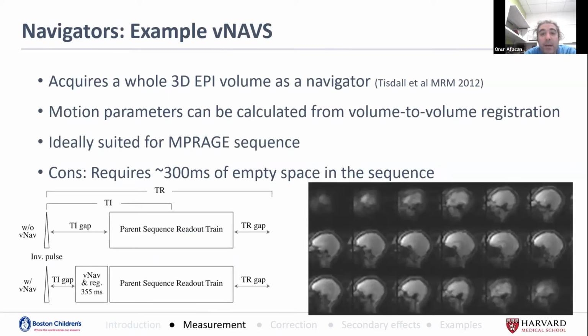Here are a couple of examples of navigators. One of them is VNav. This hasn't made it to the clinical practice, but it's being used in some high-level research studies like ABCD, HCP, and studies like that. The idea is, let's say in your sequence you have an RF pulse, and then you have a readout, and let's say that you have a gap. You can put a 3D EPI volume as a navigator, and they look like this. As the subject is moving, you can get these images and register them to each other and get the motion parameters.